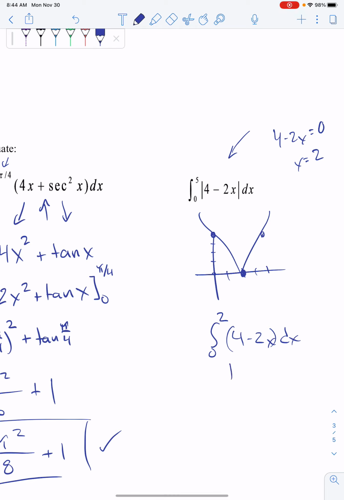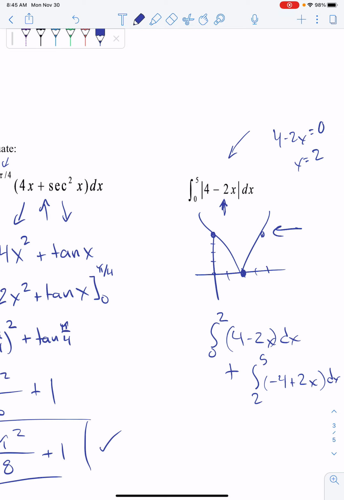But then, remember how we can break up these integrals? I can integrate from 2 to 5, but from 2 to 5, look at this line right here. It's not 4 minus 2x. It's negative 4 plus 2x dx. So my sign switches when I pass that curve. So even though from 0 to 2, this is my function, once I pass that sharp point, now my slope is the opposite way, and so I have to change my sign. So it becomes negative 4 plus 2x dx.